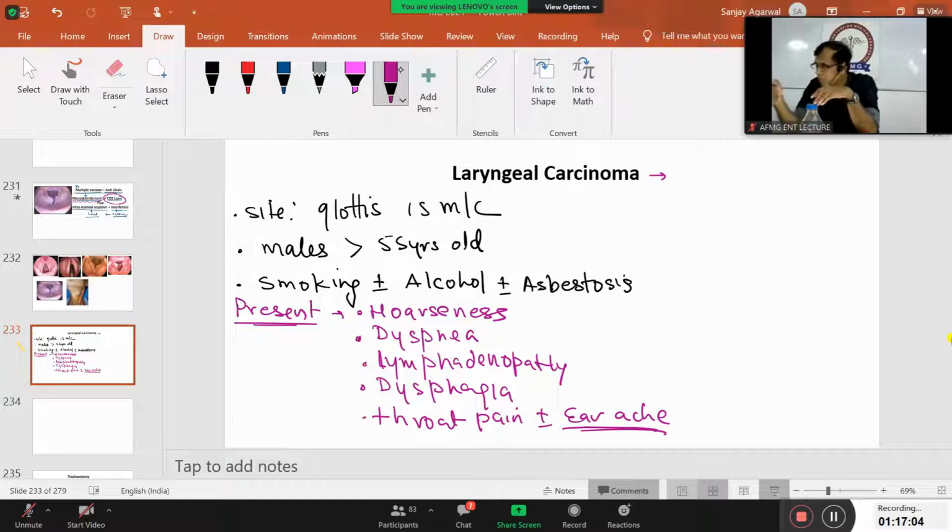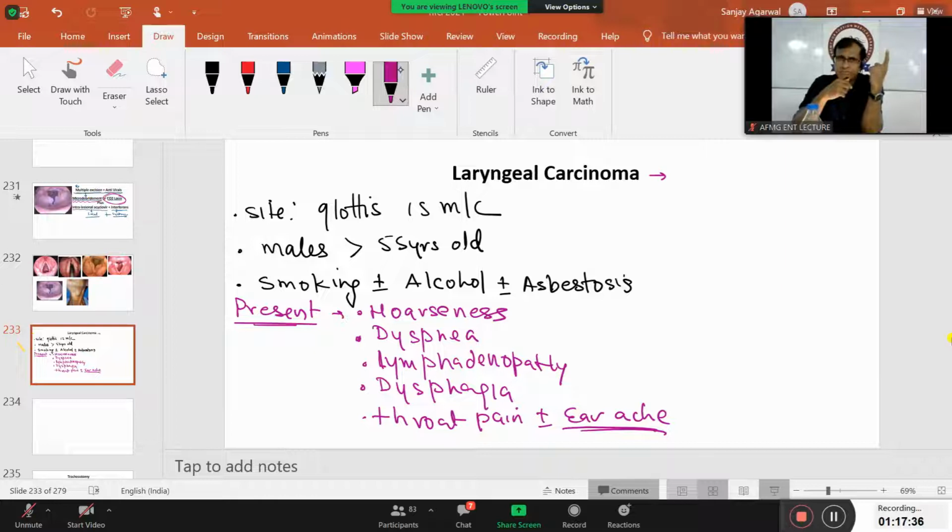What's your name? Mahela. Mahela says, Mahela was a cricketer. Okay. She says ninth nerve, glossopharyngeal nerve, will cause the pain in laryngeal carcinoma to the ear. True or false? So she has changed her answer. She is now saying it is vagus. What do you think? Is vagus correct or ninth is correct or both are wrong?